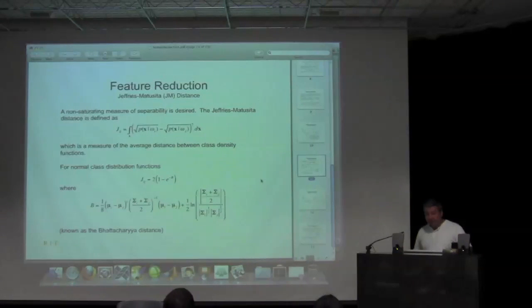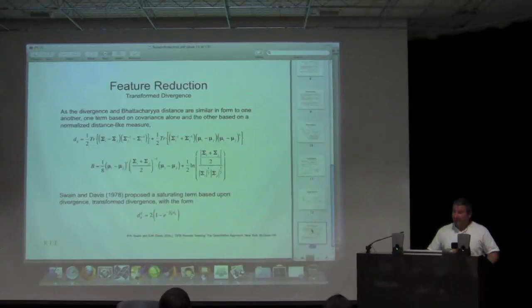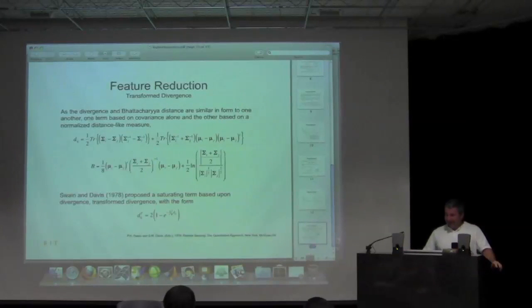All right, so JM distance is great. But Swain and Davis were not going to be upended. Right? So they came up with what was called transform divergence. All right? What did they do? They took their divergence metric and put it in a form exactly like the JM distance, so it was asymptotically falling off as divergence increased. Right? But if you look at these two metrics, they have a lot of similarities between them. If you look at this term here, this is the distance between two means normalized by variance.